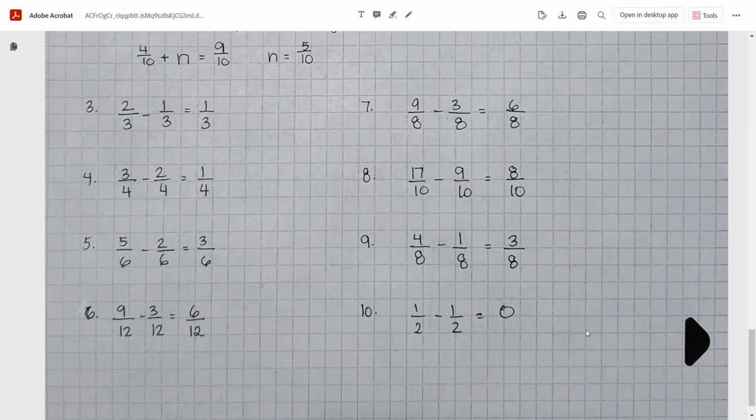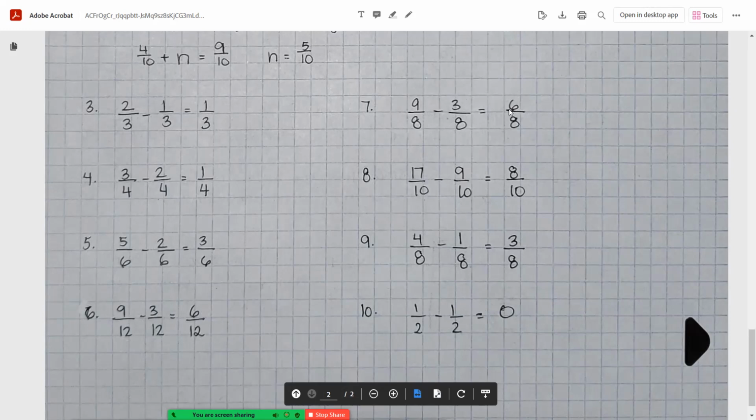For number 6, 9/12 minus 3/12 equals 6/12. 9 minus 3 is 6. Again, this is another equivalent fraction for 1/2. Since your bottom number is double your top number, or your top number is half of your bottom number, your fraction is equivalent to 1/2.